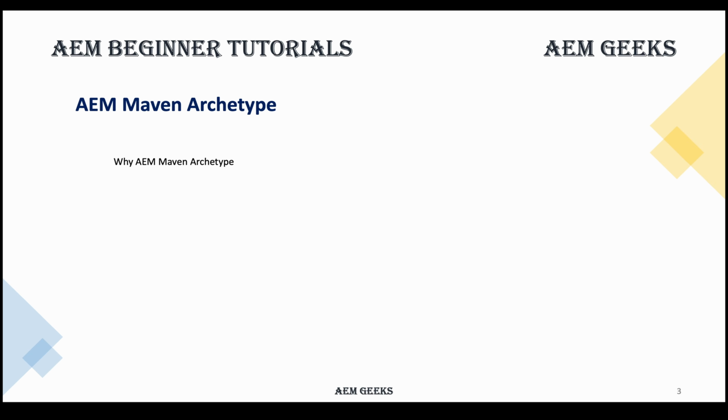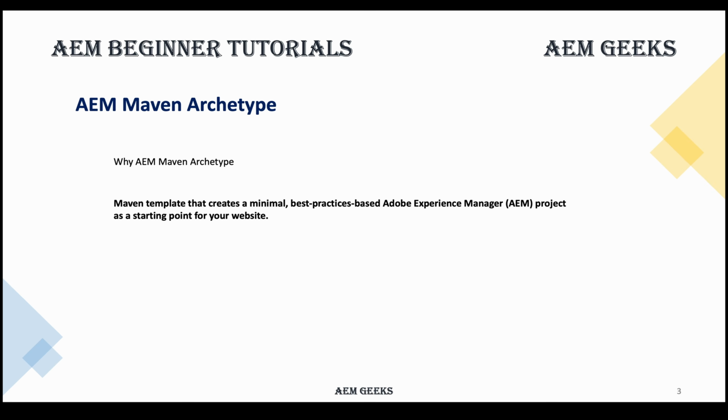If you don't know about Maven, the Maven repository contains thousands of archetypes. Each archetype is specific to a particular technology to create a project. The same repository contains a Maven archetype to create an AEM project. You can assume this Maven archetype as a template that creates a minimal, best-practice-based Adobe Experience Manager project as a starting point for your website. With just a few commands you can create an entire project, and you just need to write your own code, meaning your website or project-specific code.